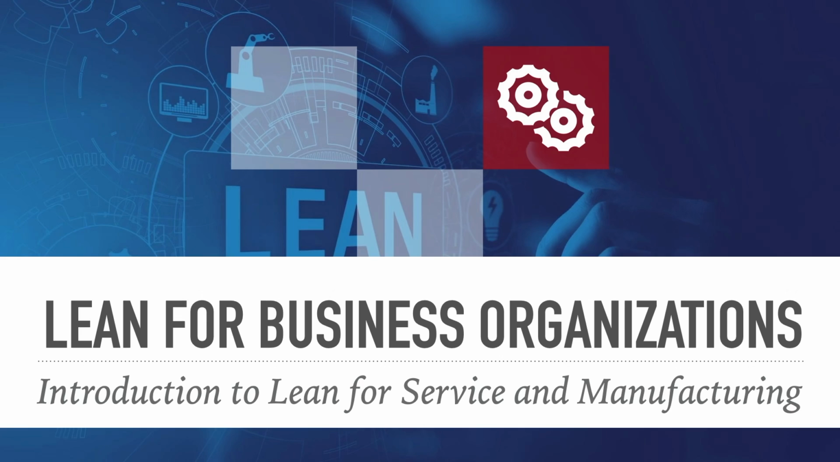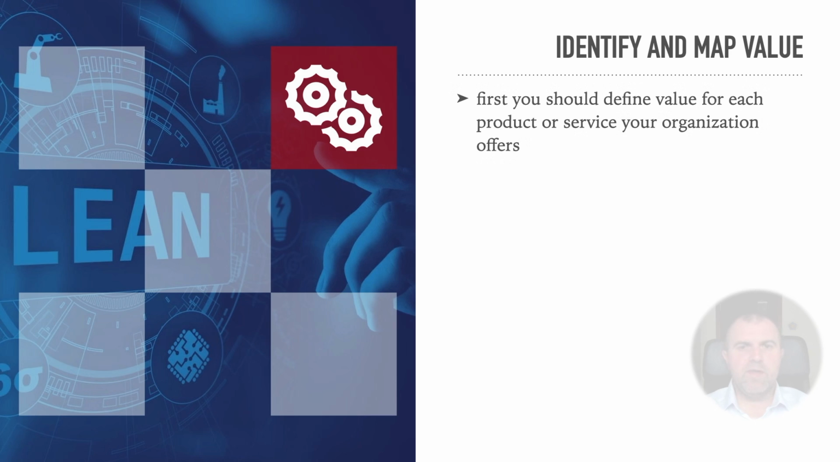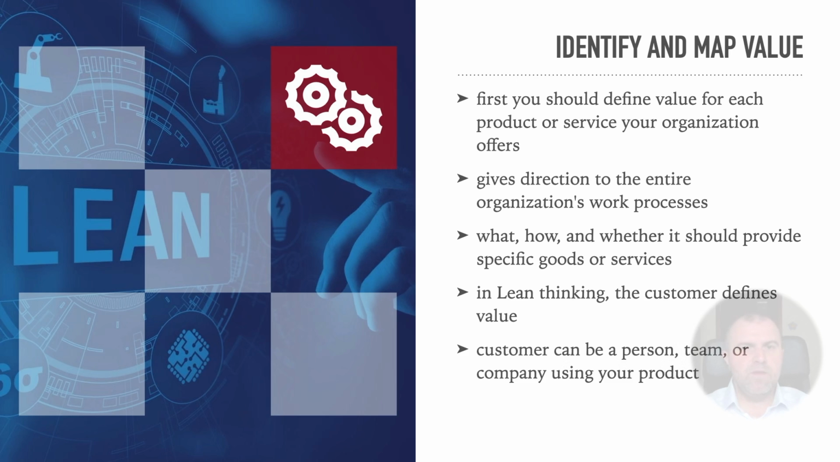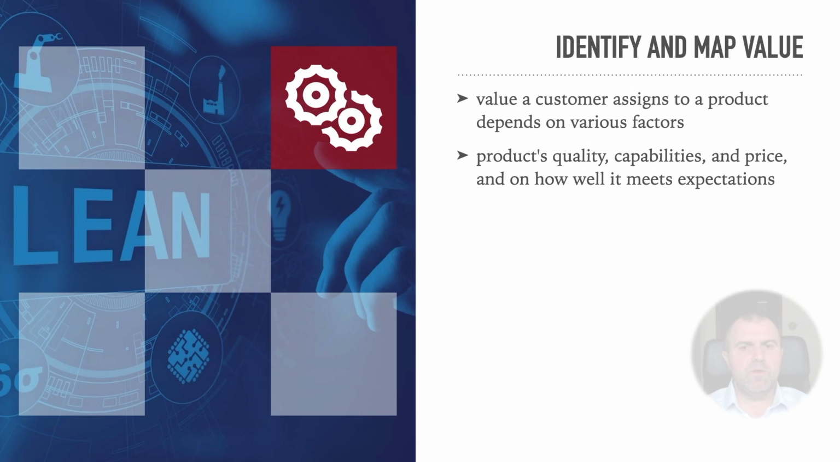Identify and map value. First, you should define value for each product or service that your organization offers. This gives direction to the entire organization's work processes, determining what, how, and whether it should provide specific goods or services. In lean thinking, the customer defines value. The customer can be a person, team, or company using your product. The value a customer assigns to a product depends on factors like the product's quality, capabilities, and price, and on how well it meets the customer's expectations.